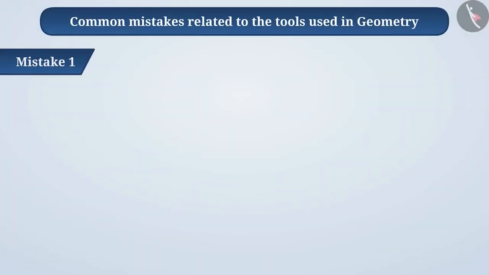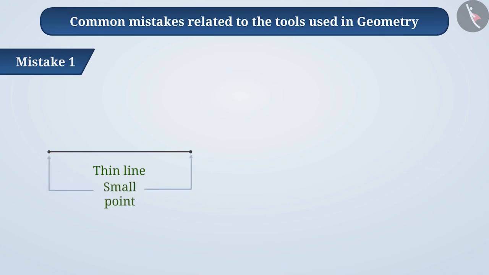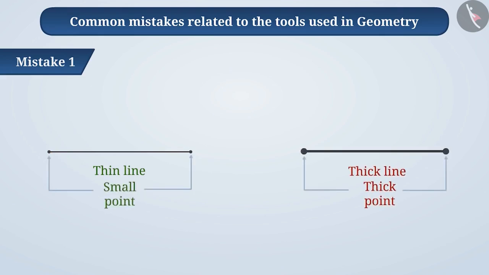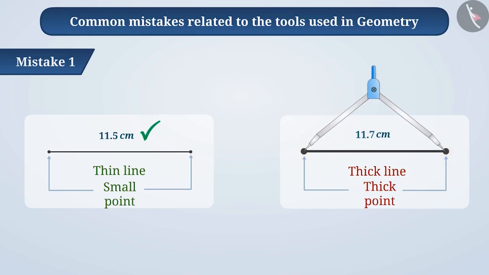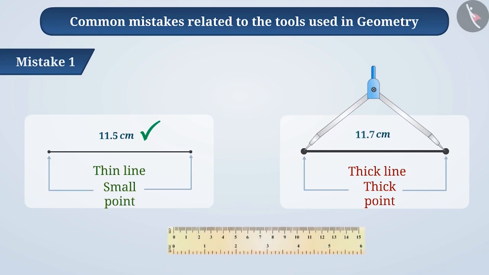Mistake 1. While drawing the shapes of geometry, students are advised to draw thin lines and mark points lightly. Thicker lines or bigger dots cause confusion and result in wrong measurements. For instance, with the thin line, we get the measurement as 11.5 centimeters, while a thick line and thick points will give us the measurement here 11.7 centimeters. Due to thick points, the dividers are not placed in the correct position, which gives us the wrong length of the line segment.